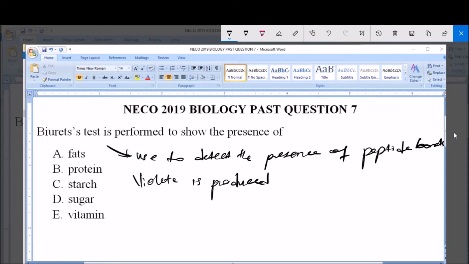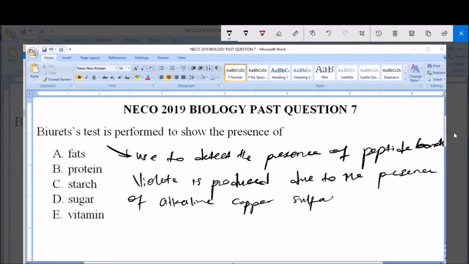A violet color is produced due to the presence of an alkaline copper sulfate. So this alkaline copper sulfate, which is a component of the Biuret test, when it reacts with the peptide bond, coming across the peptide bond, it gives out this violet color. And that is why we say Biuret test is a test that's used to show the presence of peptide bond.